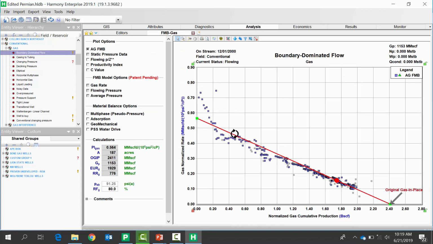Now in this case, my data seems fairly straight, which you might expect to see in a higher perm situation in boundary-dominated flow, but I'm not quite sure if I really am in boundary-dominated flow. And also I want to know, when did that transition happen? I'm coming up with about 200 acres as my original gas in place.